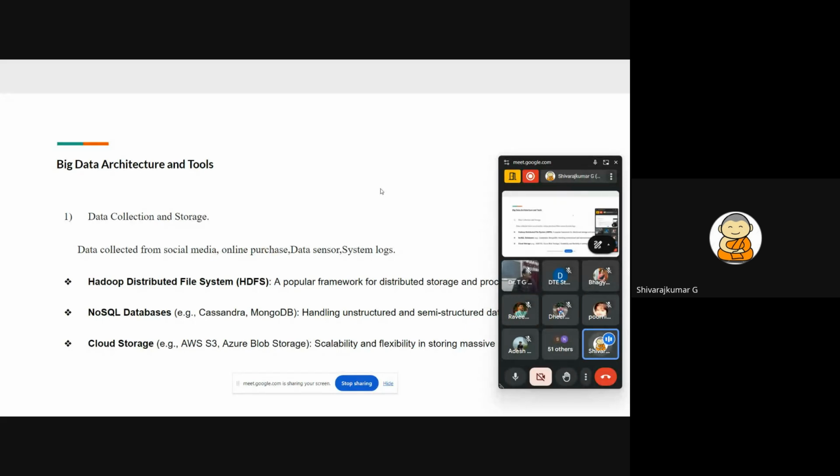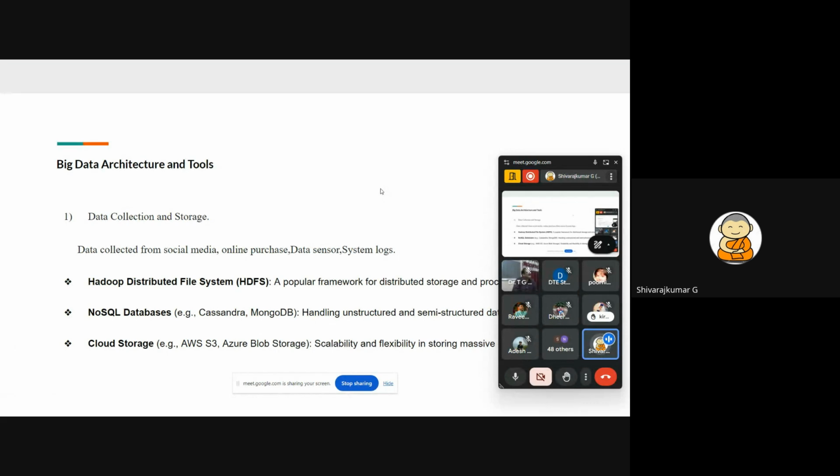The data will be collected from various sources: we are collecting from social media, from online purchases, from sensors, from system logs. And not only that, even organizations use satellite images, collecting from satellites. So many ways. Every day, in your mobile, whether you are aware or not, your data is also getting collected.